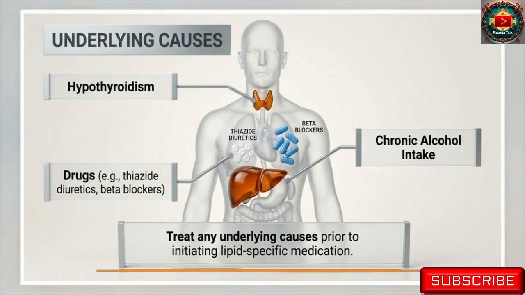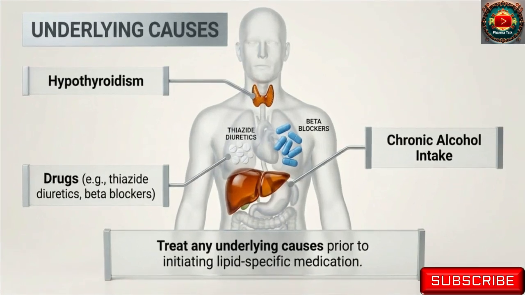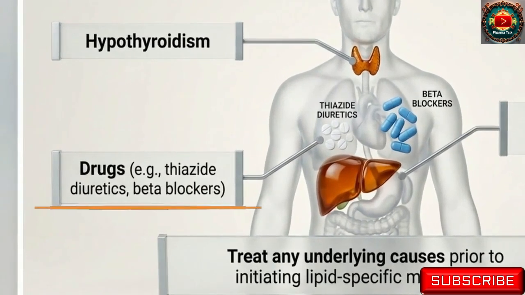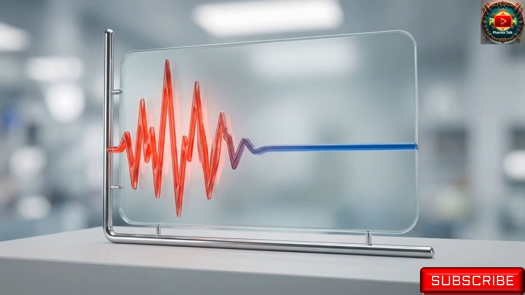The first priority is addressing underlying triggers before initiating lipid-specific medication. Hypothyroidism, the glowing orange gland, artificially elevates lipids. Hepatotoxicity from chronic alcohol intake can mimic primary hyperlipidemia. Finally, common pharmacological treatments like thiazide diuretics and beta blockers often induce iatrogenic lipid elevation. Resolving these underlying causes frequently stabilizes lipid levels without the need for long-term pharmacological intervention.